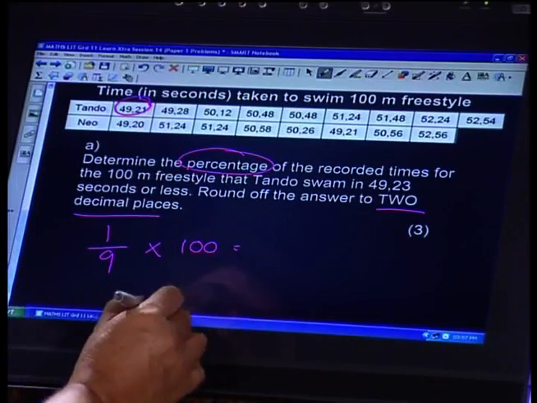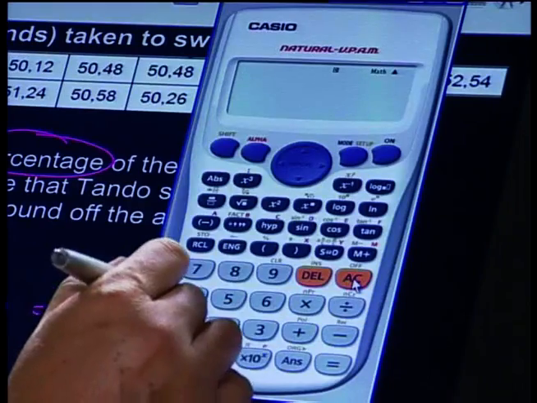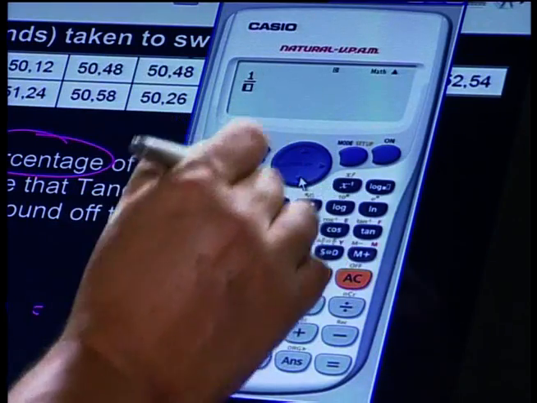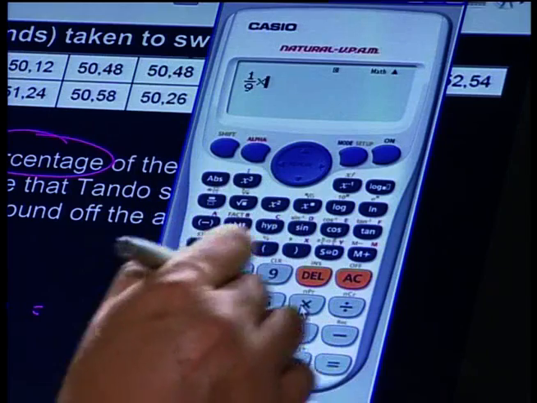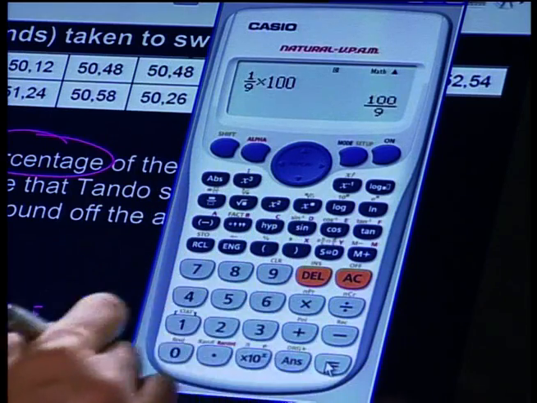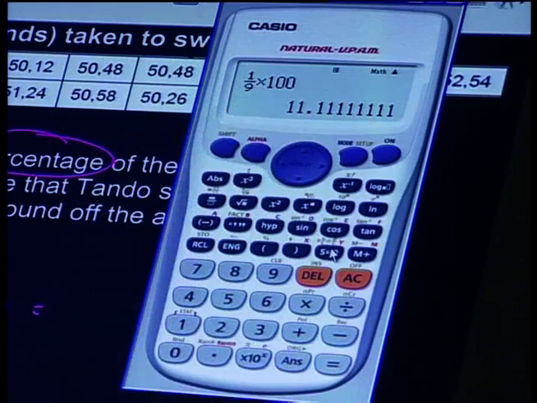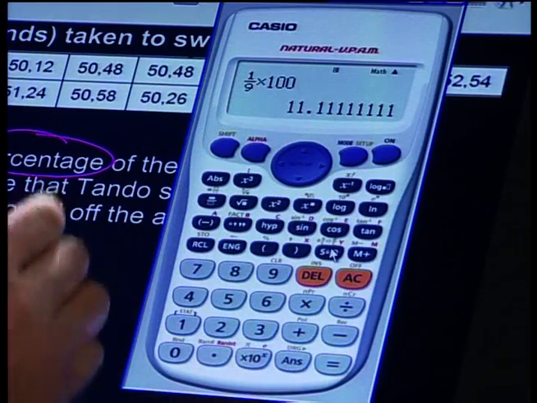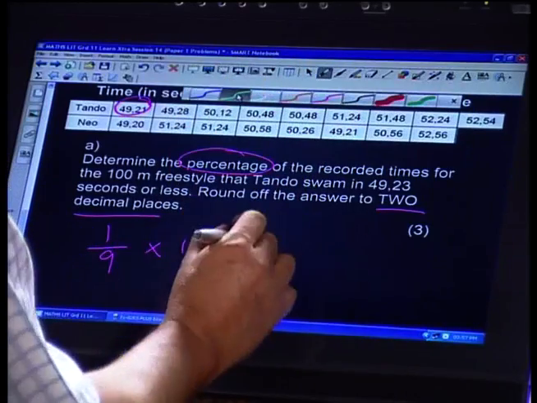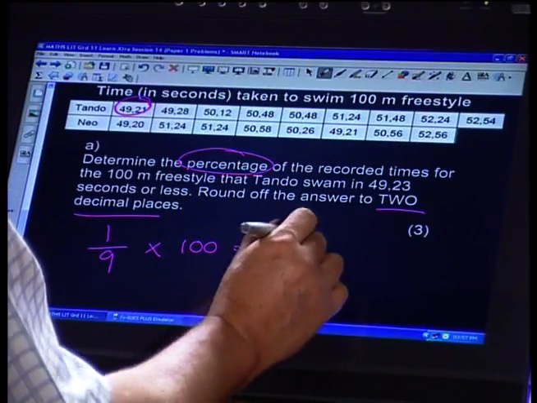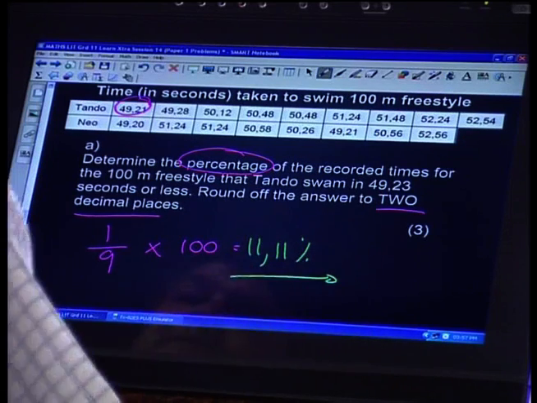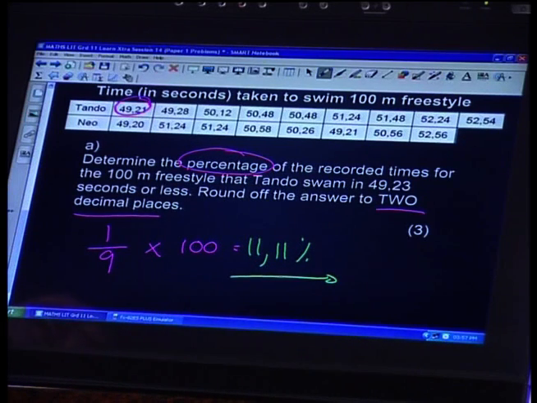Equals. So let's take out our calculator and do it for us. Okay, so it's 1/9 multiplied by 100, and we get an answer of 11.11%. Okay, so that's the percentage of recorded times that he got less than 49.23 seconds. Right, what's our next question?